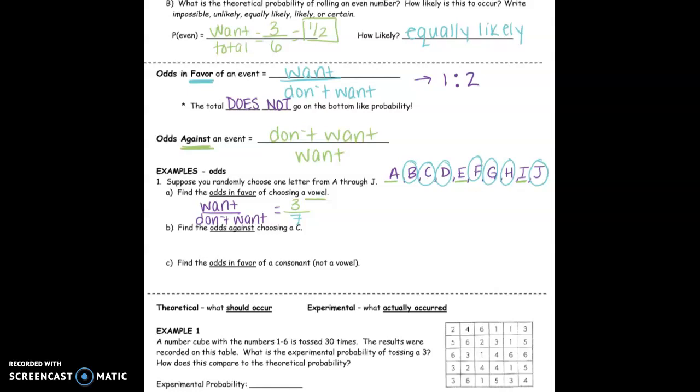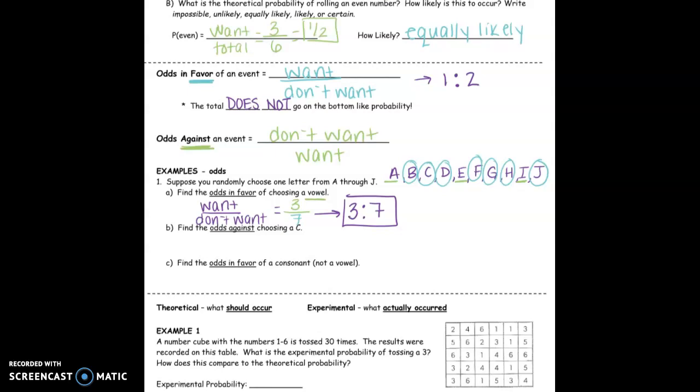Okay? I want it to be a vowel. That means I don't want it to be a consonant or not a vowel. So the final way that I would write that is as a ratio 3 to 7. So the odds in favor of me choosing a vowel are 3 to 7. For every 3 vowels that I choose, I would get 7 consonants. Okay? If you added 3 and 7, you would get 10. And if you counted up the number of letters you have, you would notice you have 10 letters.